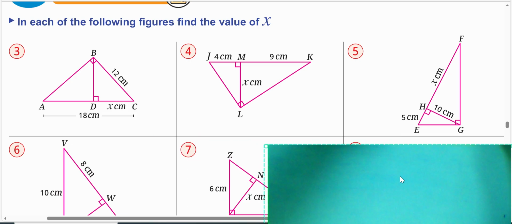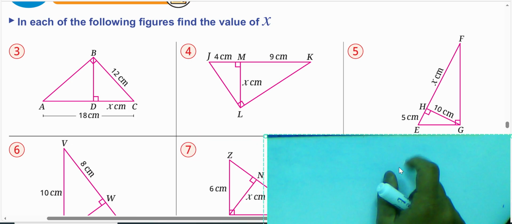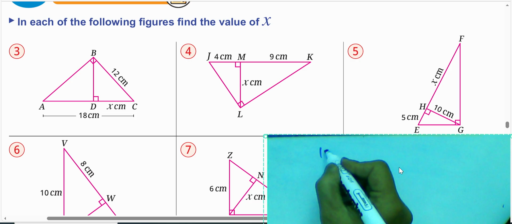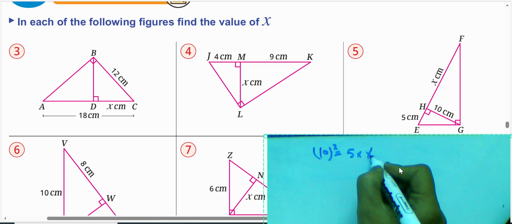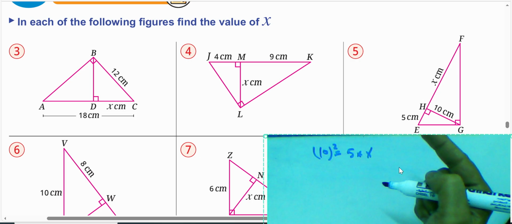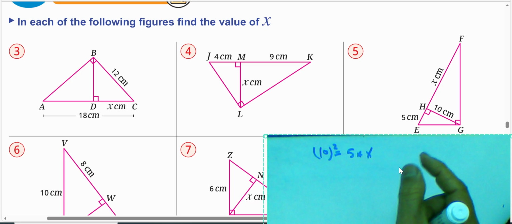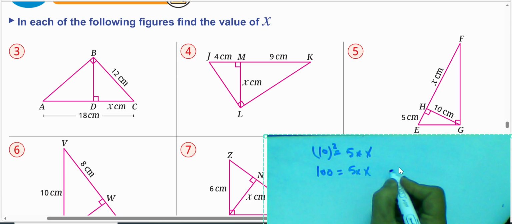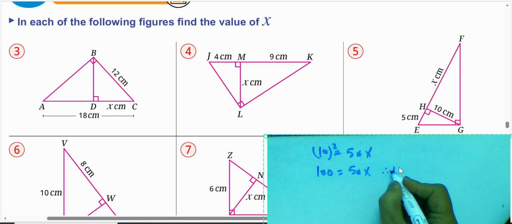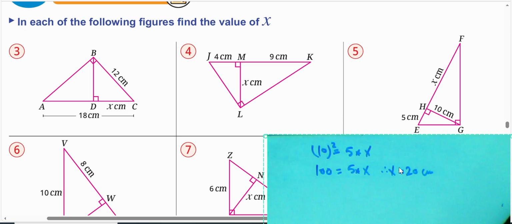Next question. We can find x here. How? We have 10 power 2 equal the projection 1, 5 centimeter, product projection 2, x. Understood? HG power 2 equal HE product by HF. Then 10 power 2 equal 5 times x. 100 equal 5 product by x. Then the length of x equal 100 divided by 5, which is 20 centimeter.